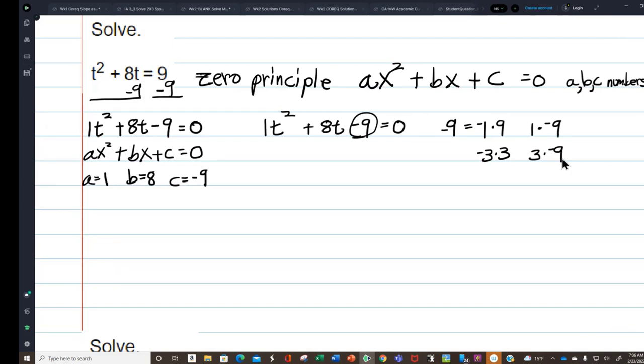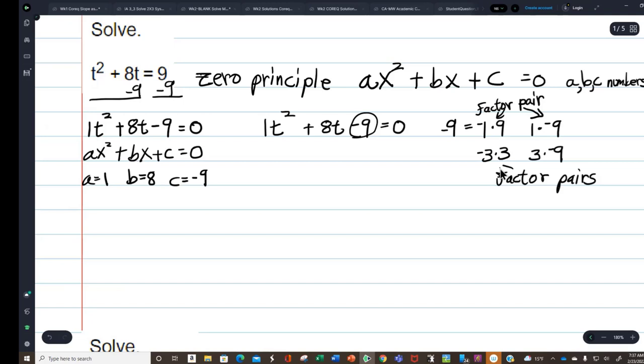Now, why did I do that? Well, I wrote all of what are called the factor pairs. Each of these is a factor pair. Pair means two. And these are factor pairs, just so you can get used to the lingo. And I need the factor pair that adds up to the B number.